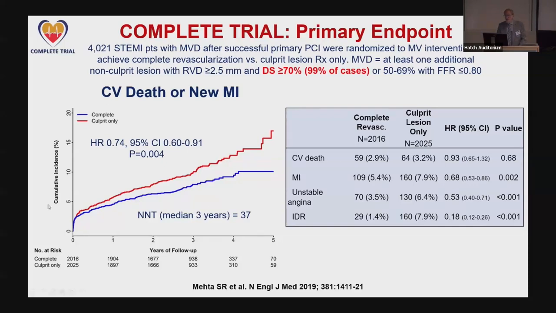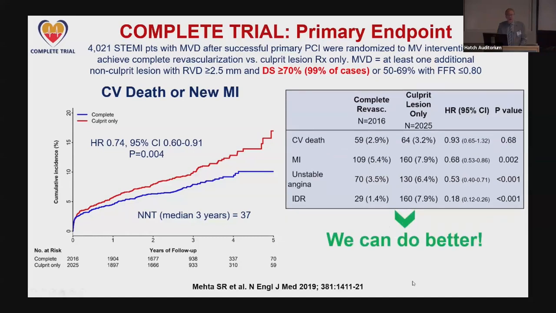And there was a big difference in cardiovascular death or new myocardial infarction, particularly new myocardial infarctions, much more unstable angina, much more patients becoming unstable and requiring repeat revascularization. And this changed practice and changed the guidelines. We now no longer leave bystander lesions behind. But can we do better? And I'll tell you that we can do better.